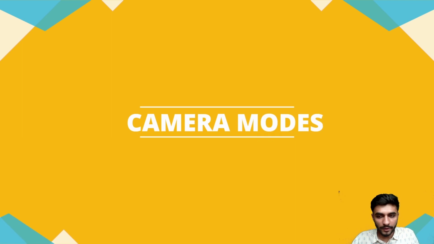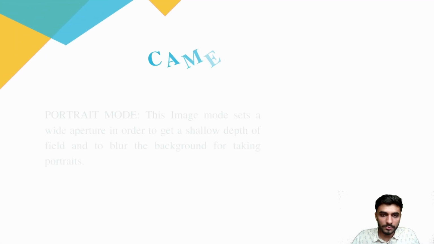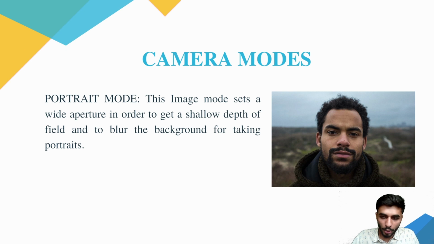Now let's talk about different camera modes. The first camera mode is portrait mode. We know that portrait mode is used to photograph people. In this example, the portrait is of a man, and a feature of portrait mode is that the background is blurred and the subject, the person whom we are photographing, is highlighted. So this mode sets a wide aperture in order to get a shallow depth of field and to blur the background for taking portraits.